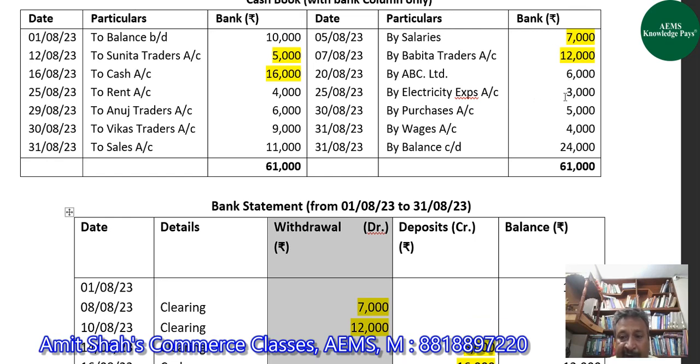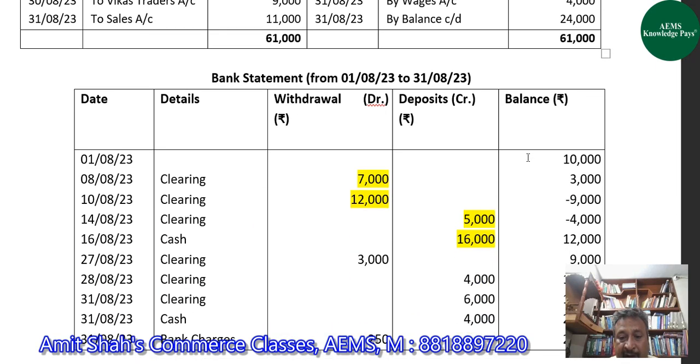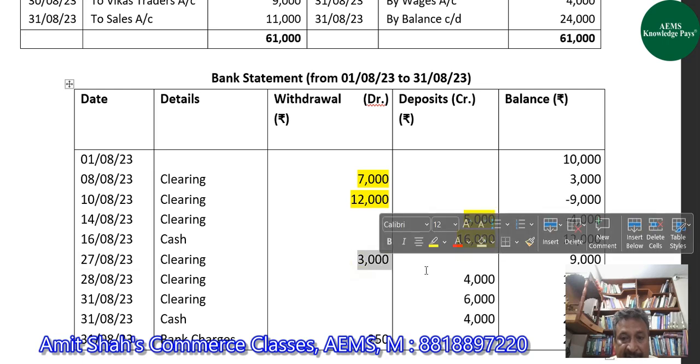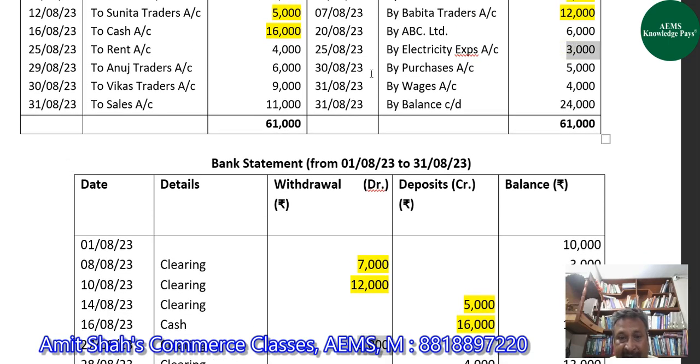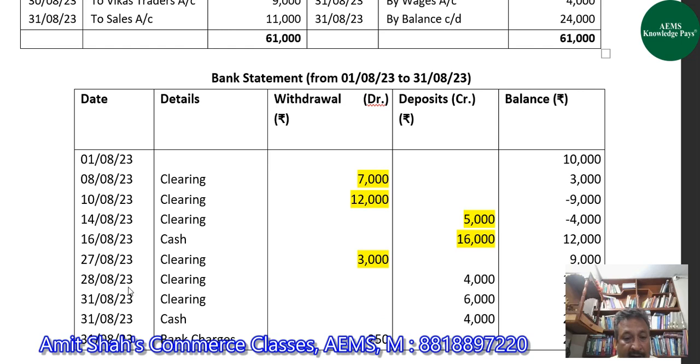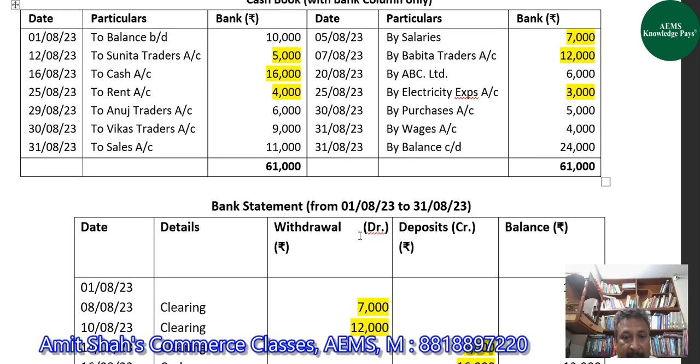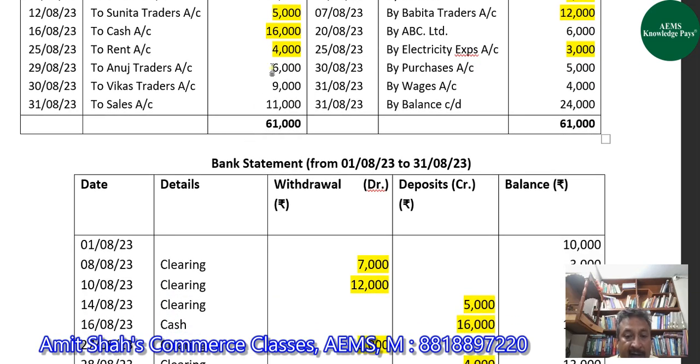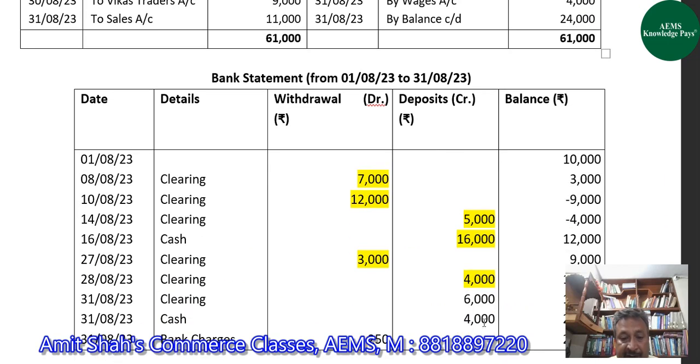After that, on 25th August, payment of electricity bill, rupees 3,000, which got cleared on 27th August. So he will mark or tick them also. Then on 25th August, there is collection of rent, 4,000, which got cleared on 28th August. That also would be marked. Then on 29th August, receipt of check from Anush Traders, 6,000, which got cleared on 31st August. This also would be marked.